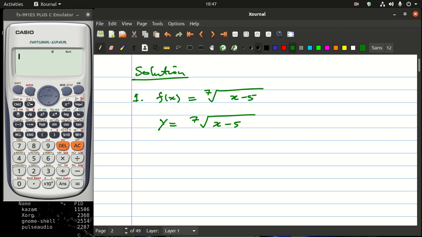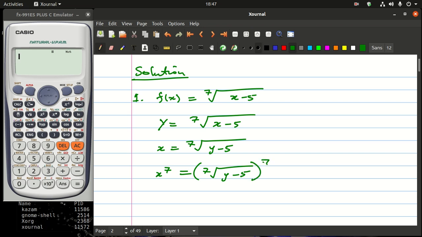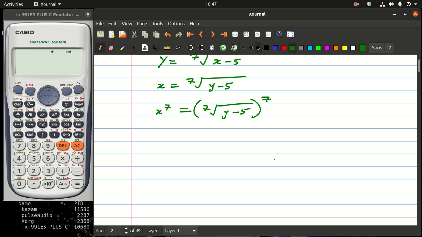Second step, we interchange x and y. Where there is y, I'm going to place an x, and then I have the 7th root of y minus 5. The next thing I will do, I want to remove this 7th root by giving x the power 7. What I did on the left, I want to do on the right-hand side, so that the equation remains the same. This 7 and that 7 will cancel out. Now we'll have x to the power 7 is equal to y minus 5.